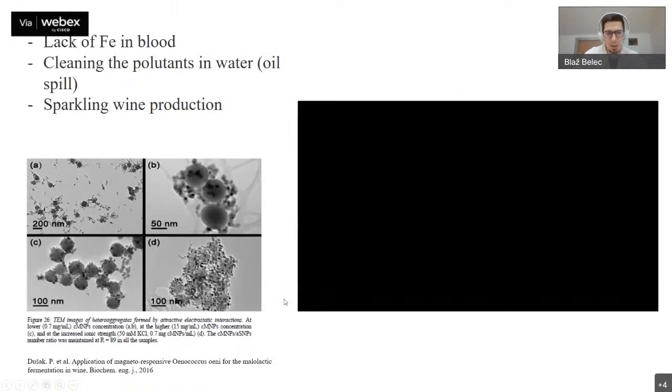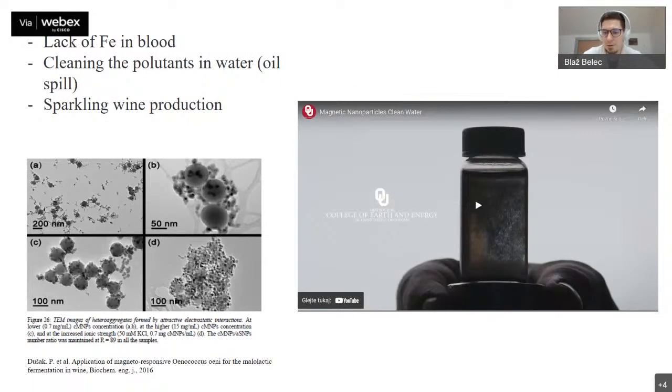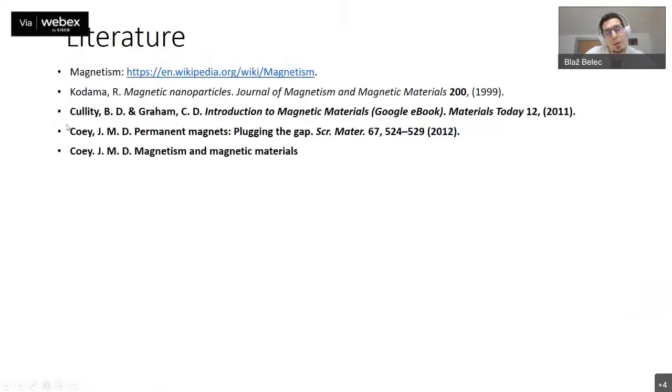So this was all from my side for today. If someone wants to know a little bit more about magnetism, those are the most common books, especially Coey, and then the authority of magnetism, Cullity, with his books and articles. So thank you for your attention, and if someone has any questions.